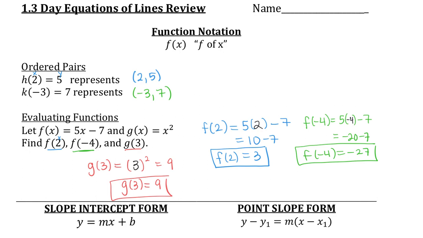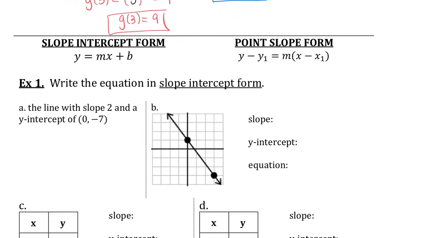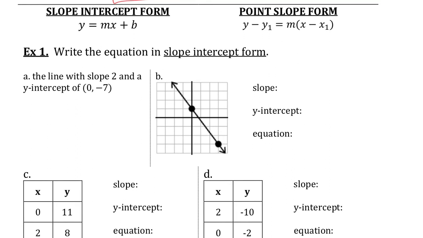Okay, let's look again at slope-intercept form and point-slope form, which we have reviewed before. Okay, we're going to look at how we can write the equation of a line from a graph, a table, or the given information, and when you would use slope-intercept form rather than point-slope form. Okay, slope-intercept form is y equals mx plus b. M is the slope, b is the y-intercept. Point-slope form, m is still the slope, and now I have a point x1, y1. So depending on the information, you'll use one versus the other.